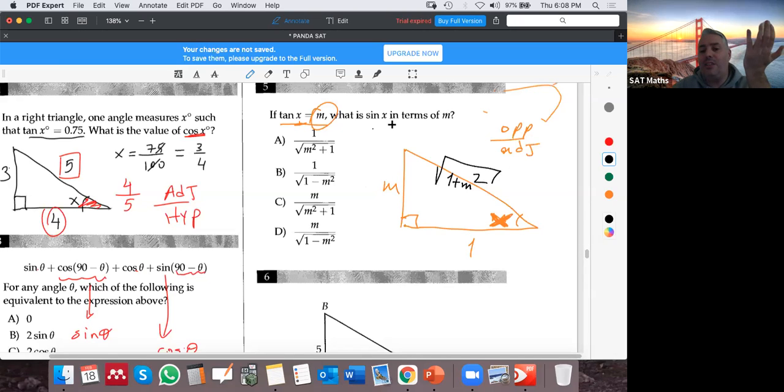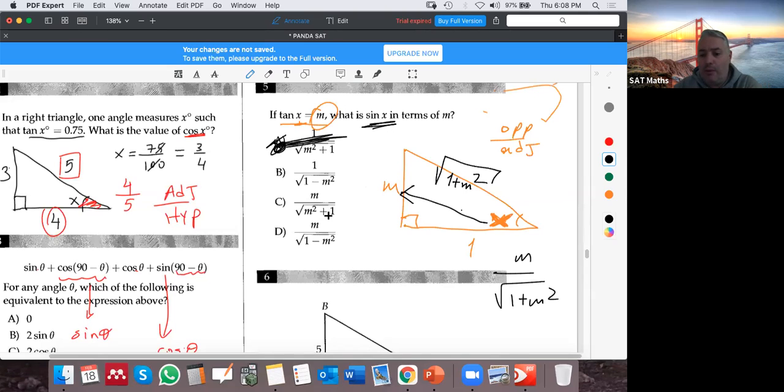And then the question, sine of X. What is sine of X? Opposite over hypotenuse. So M over the square root of 1 plus M squared. Finished. Oh, sorry, not this. M over the square root of M squared plus 1, see here. We solved the question.